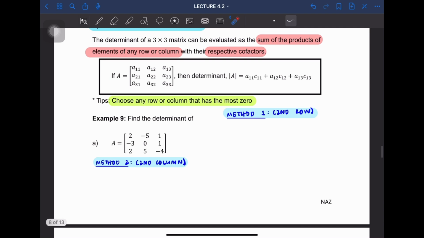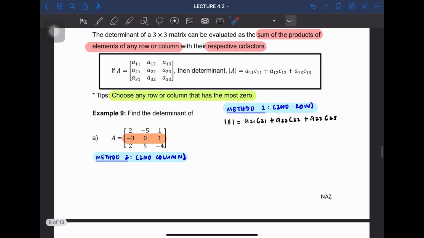Okay, so method 1, we're gonna choose the second row. Let me highlight the second row first. So the determinant of A based on the formula, since we choose this row, so this is a to 1, a to 2, and a to 3. The formula is going to be a to 1 multiplied by c to 1 plus a to 2 multiplied by c to 2 plus a to 3 multiplied by c to 3.